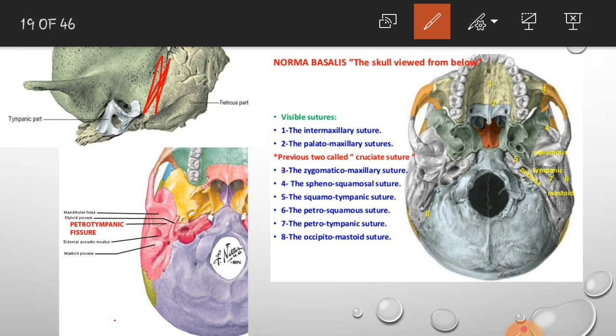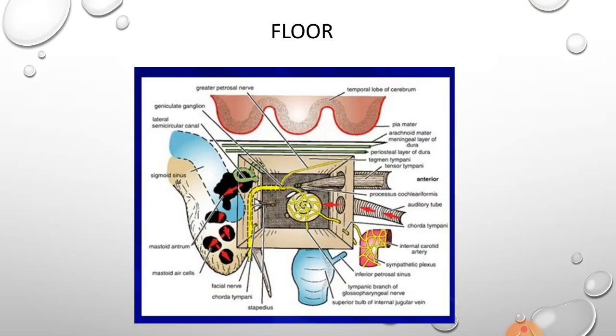Okay, in this diagram you can see this petrotympanic fissure. From here arises the chorda tympani nerve. When it comes out of the middle ear cavity, it emerges through this petrotympanic fissure. Now in this diagram also we can see the petrosquamous suture here. Okay, the floor or the jugular wall separates the middle ear cavity from the superior bulb of the internal jugular vein.